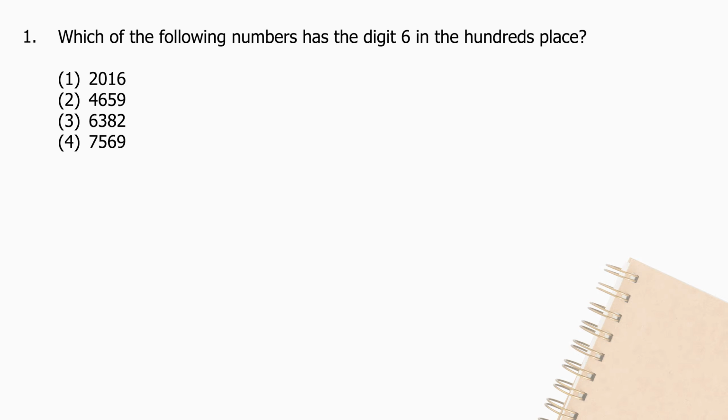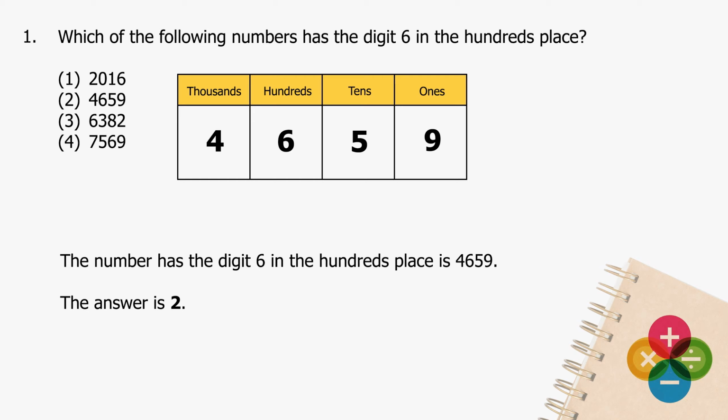Question 1. Which of the following numbers has the digit 6 in the hundreds place? The number that has the digit 6 in the hundreds place is 4659. The answer is 2.